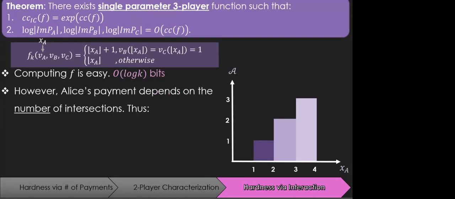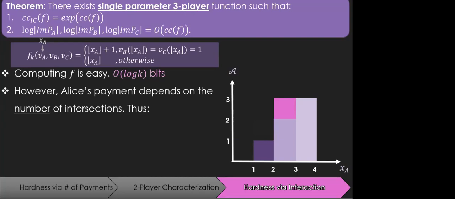Now, note that the payment, which is essentially the area under the curve, depends on the number of intersections between Bob's bits and Charlie's bits. You can see that if there is one intersection, then the area under the curve remains the same. And you can see that it is always the same area under the curve for all those 3 cases. Similarly, if there are 2 intersections, then the payment is always the same, and so on.